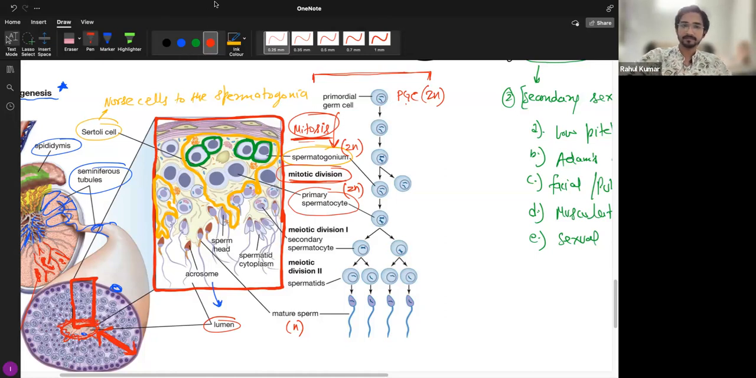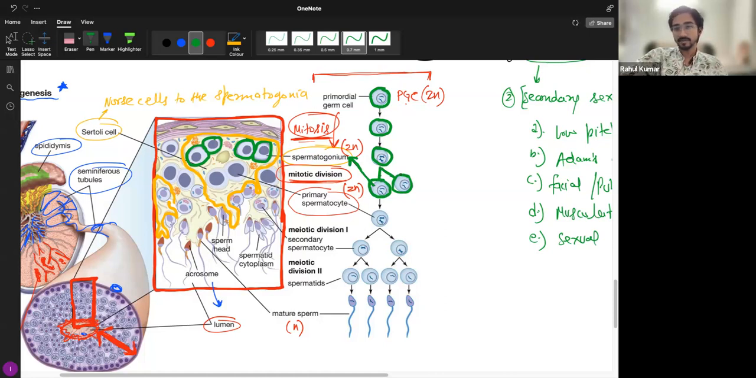So look at the schematic here. The schematic will help you understand a few things. See primordial germ cell. Can you see this schematic first? Yes, primordial germ cell, this one. Then it's just proliferating and dividing. It is maturing and then it shows division. And how many daughter cells does it give? 1, 2. And these two daughter cells, what are they labeled as? Spermatogonium.